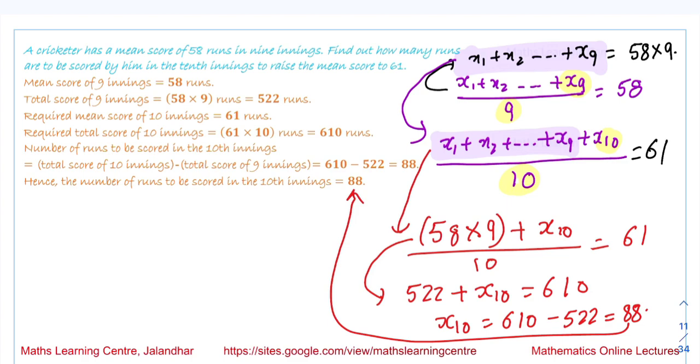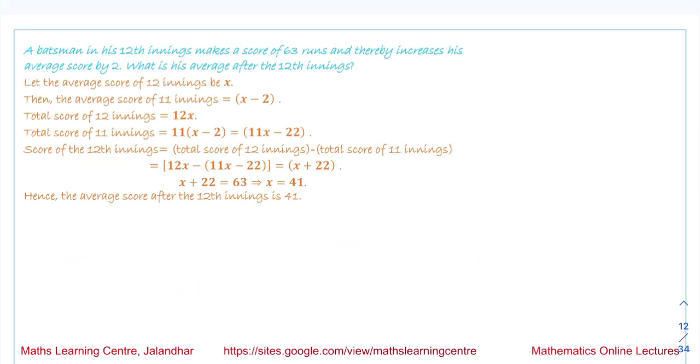The important part over here is that there are 9 terms, so we are dividing it with 9. Now when he has played the 10th match, we have to divide it with 10 to calculate the new mean we are talking about. Now the next question we have is, a batsman is in his 12th innings, makes a score of 63 runs and thereby increases his average score by 2. What is his average after the 12th inning?